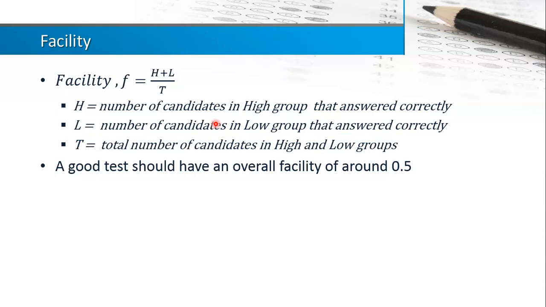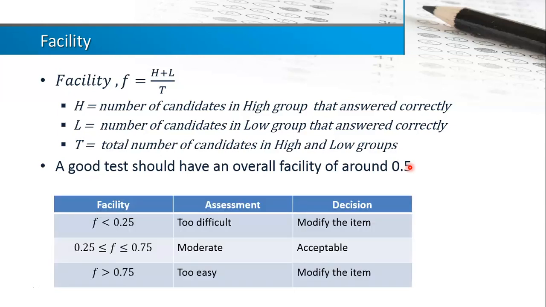A good test should be good overall, not only one item. You can have a very difficult item, but for a good test, you should have an overall facility around 0.5. Okay, so this is very important. If you have 0.99, meaning your test is very easy and it is not measuring what you hope the test is testing.